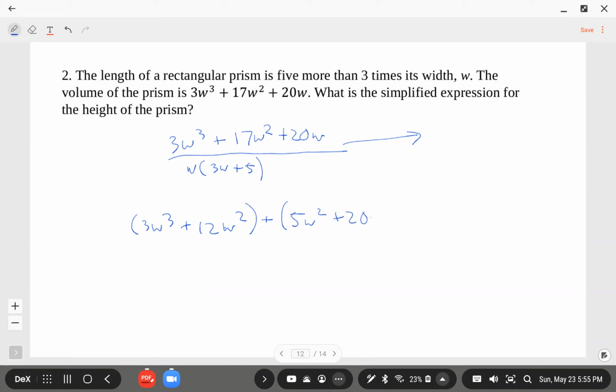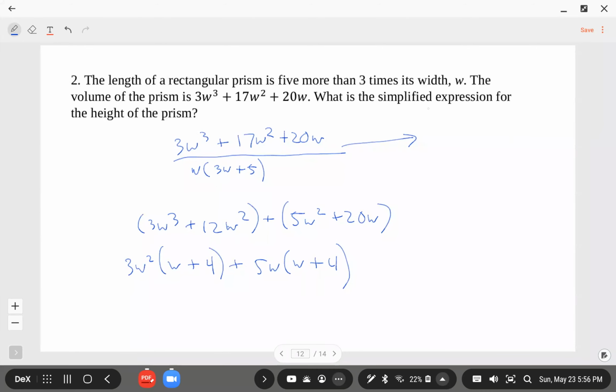Squared plus 20w. All right. So after we factor by grouping, 3w squared times w plus 4. Then plus 5 times, find w, 5w. Okay, 5w. Just what is this? W plus 4 again, right? W plus 4 again. And then what do we have here?